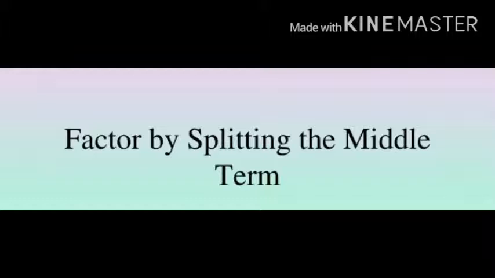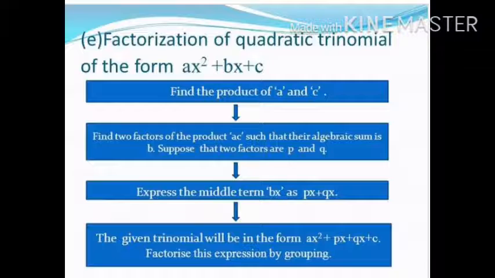Factorization of quadratic trinomial, which is also said to be factored by splitting the middle term. Factorization of quadratic trinomial of the form ax square plus bx plus c. Find the product of a and c. Find two factors of the product a and c such that their algebraic sum is b.